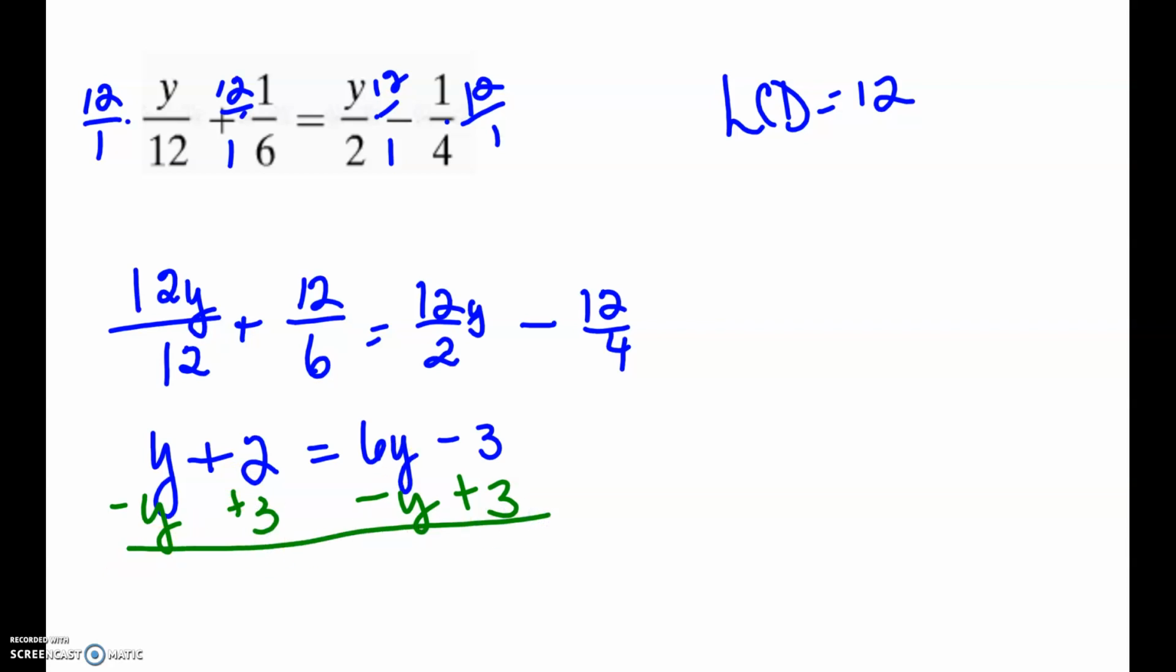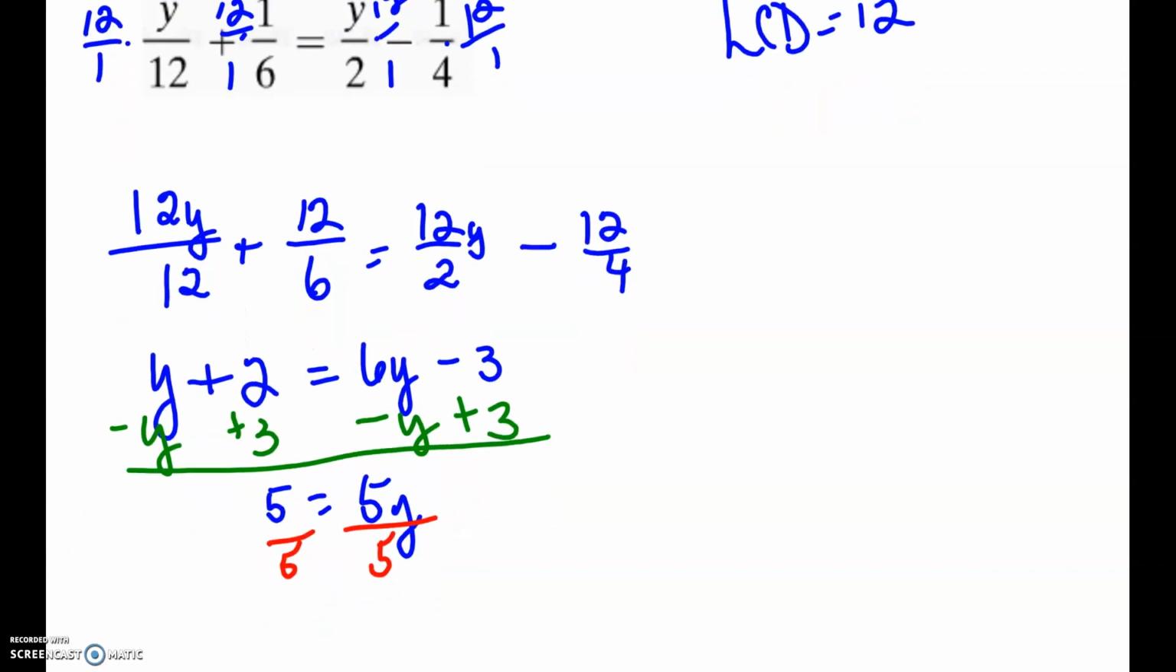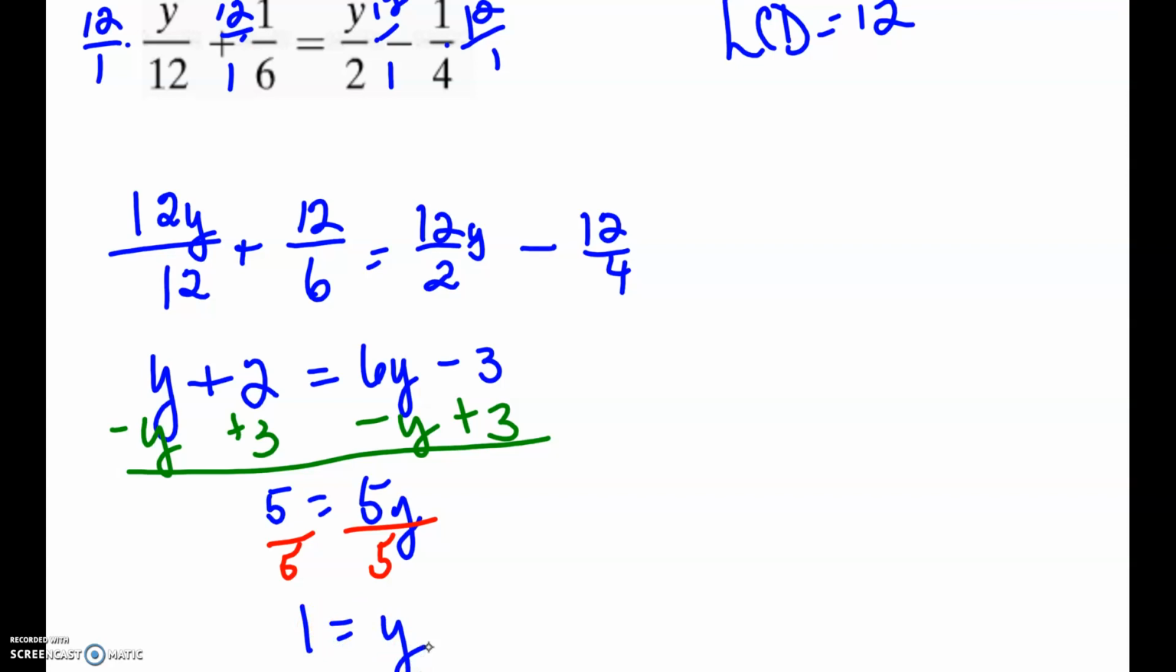Now adding vertically or combining vertically, we're going to get 5 equals 5y. And last, we want to get y by itself, so I need to divide. And my final answer here then is going to be 1 equals y. Once again, I'm going to leave it to you to go ahead and check this and let me know if you have any questions.